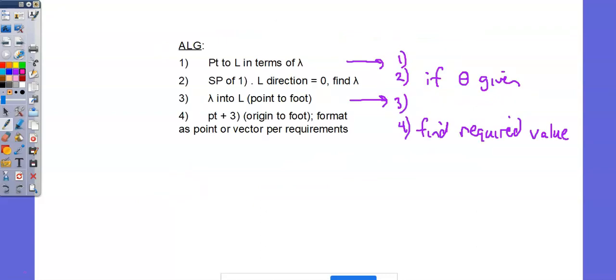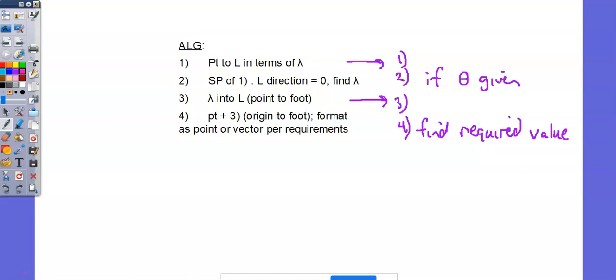So let's look at this algorithm as I've typed it and then talk about what the scenario is on the right side written. First, we'll be given a point and we're given a line. Sometimes we need to find the line using vector techniques. Step one is get from point to line, and that will be some kind of expression in terms of a variable. Usually that variable is lambda.